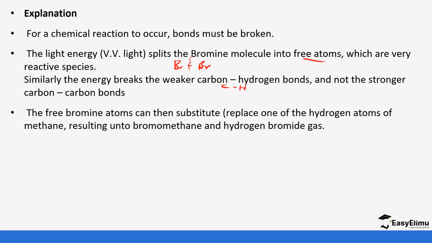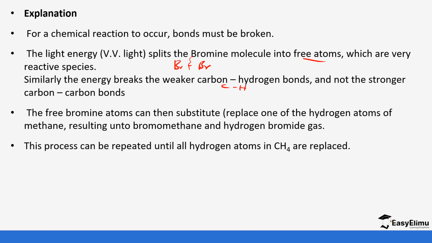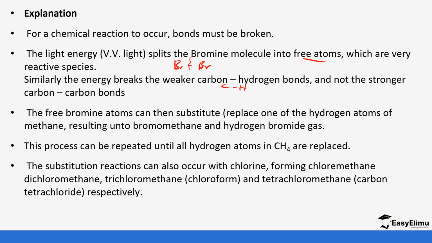So now we have some free bromine atoms and carbon-hydrogen bonds that have been broken. The free bromine atoms can now react and replace the hydrogen atoms in the methane, resulting in the formation of bromomethane and hydrogen bromide. The process can be repeated until all the hydrogen atoms in methane are replaced. Substitution reaction can occur with chlorine as well, forming chloromethane, dichloromethane, trichloromethane, and tetrachloromethane. The product that we get depends on the concentrations of the reactants.